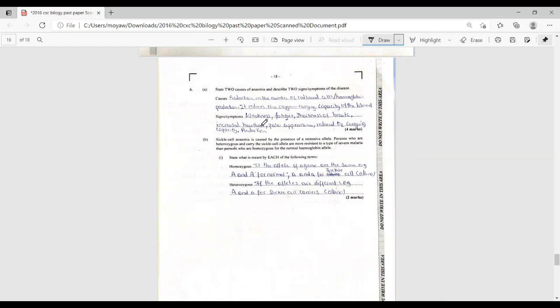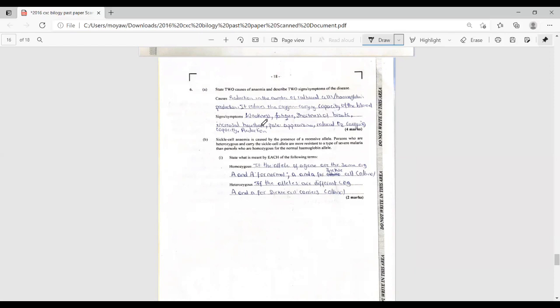So now B. Sickle cell anemia is caused by the presence of the recessive allele. Persons who are heterozygous and carry the sickle cell allele are more resistant to a type of severe malaria than persons who are homozygous for the normal hemoglobin allele. So state what is meant by each of the following terms. So homozygous: if the alleles of a gene are the same, example A and A for normal, or small a and small a for the sickle cell or albino gene.